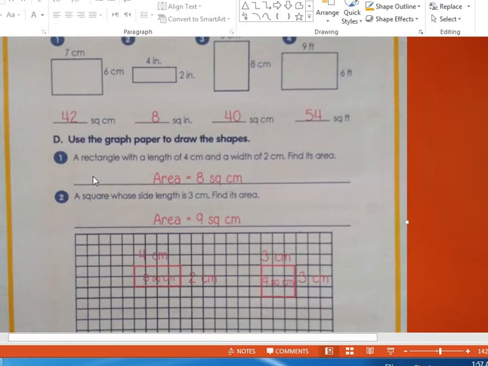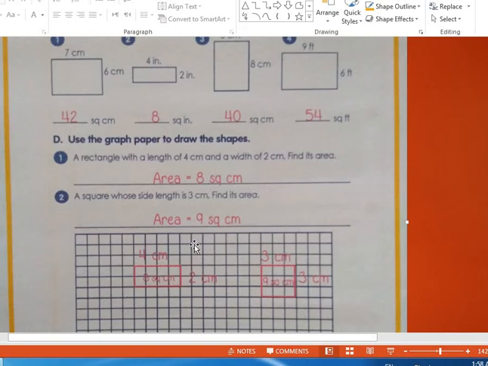Here he asks me to use the graph paper to draw the shapes. It's very easy, don't panic. A rectangle with a length of 4 cm and a width of 2 cm. Find the area. Area equals length times width, miss. Right. 4 times 2. 8 square centimeters.